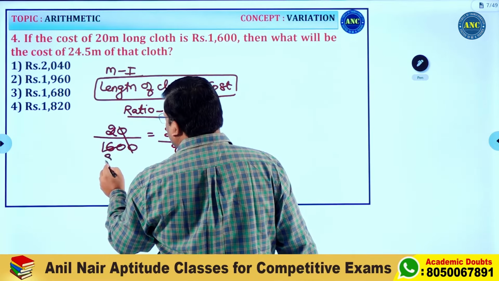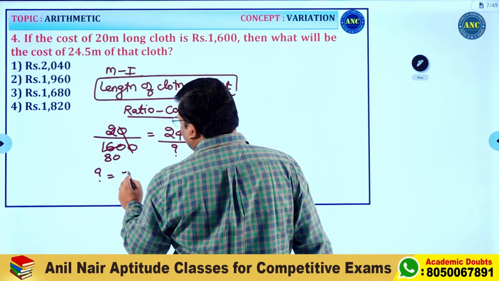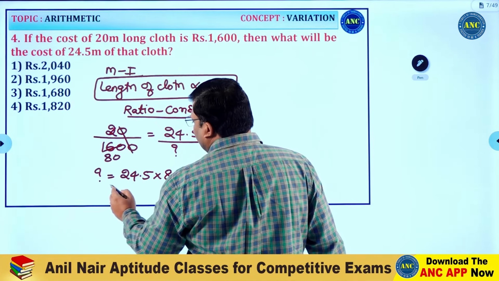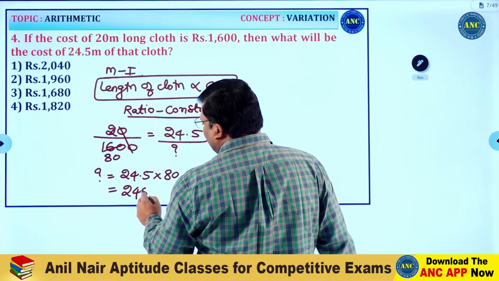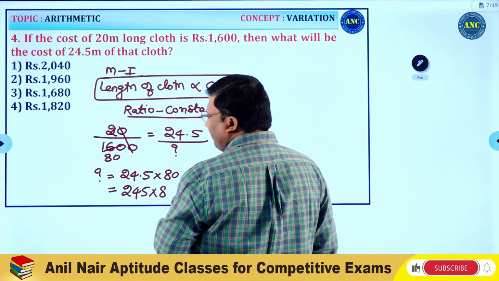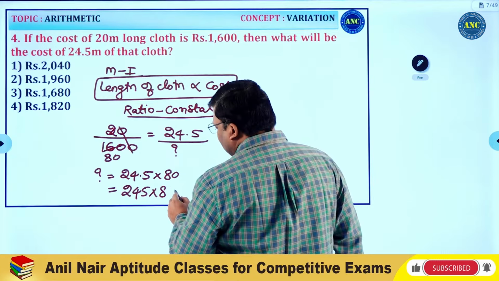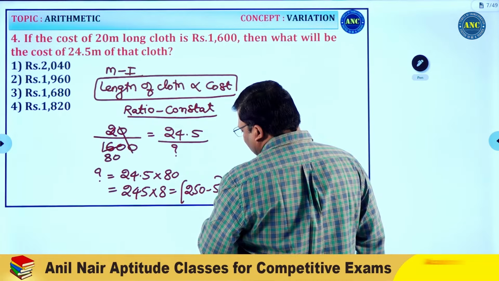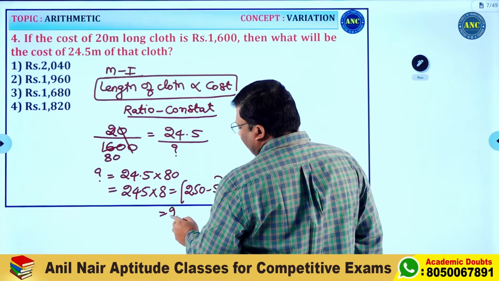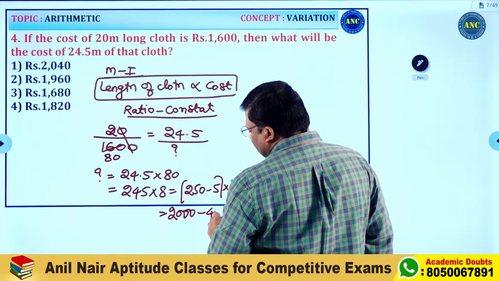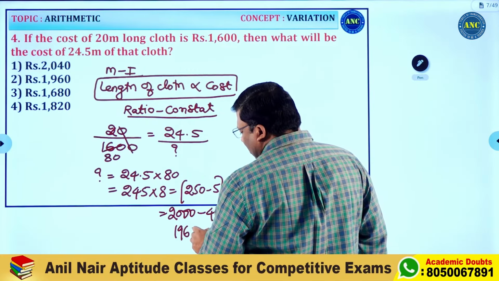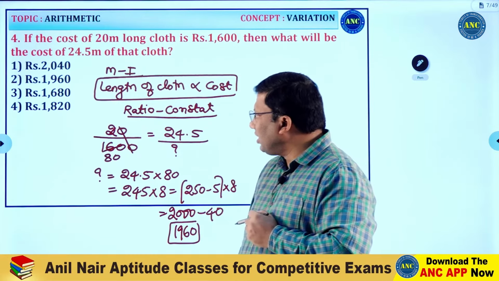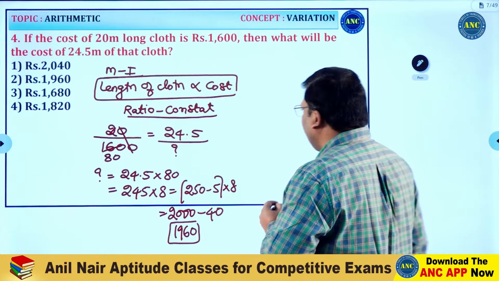20 to 80, so the answer is 24.5 into 80. 80 can be written as 10 into 8, so 245 into 8. 245 can be written as 250 minus 5, into 8. So this will be 250 8s are 2000, 5 8s are 40. So the answer for this question is 1960. Method 1, I hope it is clear.